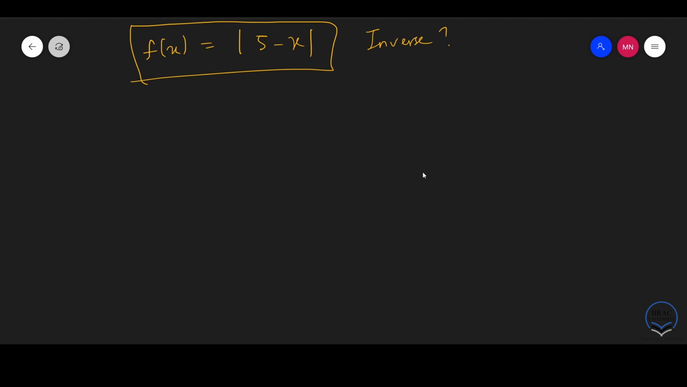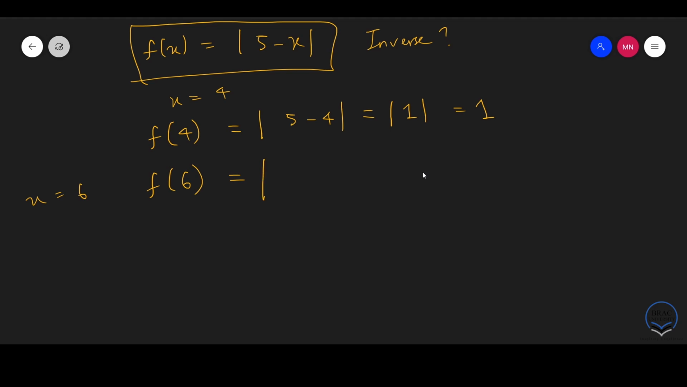Well, let's say we find the value of f when x is equal to 4. So f of 4 is equal to the absolute value of 5 minus 4. This is the absolute value of 1, which just gives us 1, right? Now, similarly, we can find the value of f when x is equal to 6. So we have f of 6 is equal to the absolute value of 5 minus 6, and this is equal to the absolute value of minus 1. Well, we know that when we take the absolute value of a negative number, we will just get a positive number back. This is equal to 1, right?